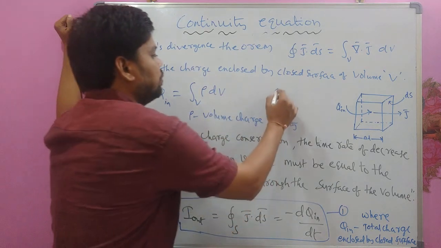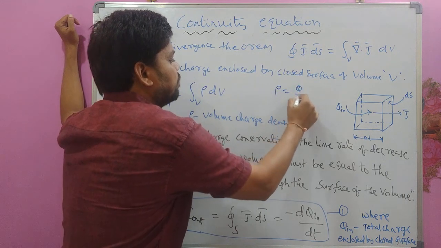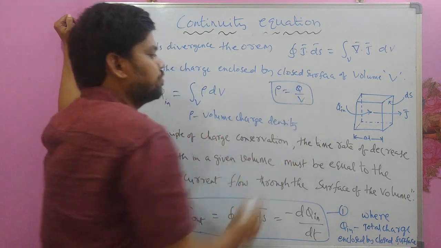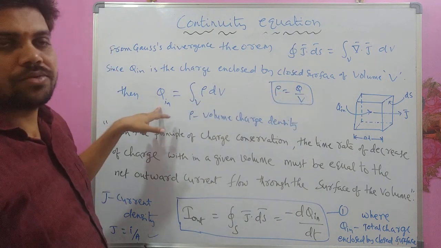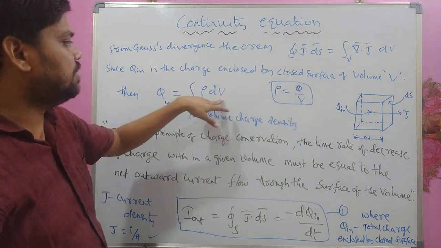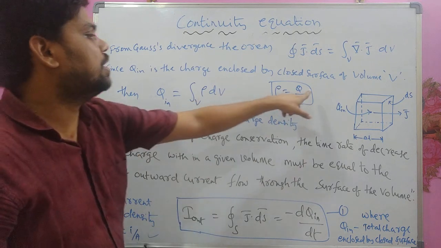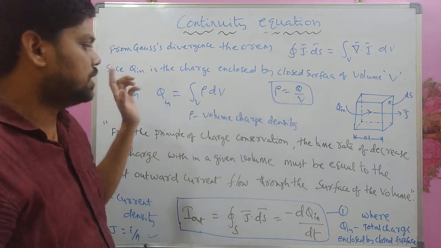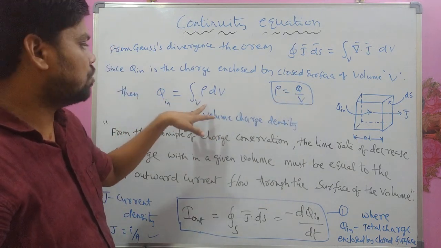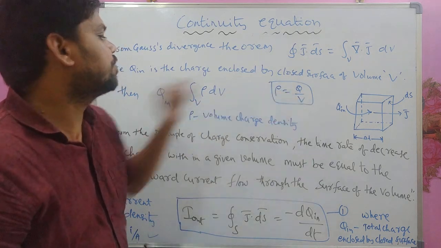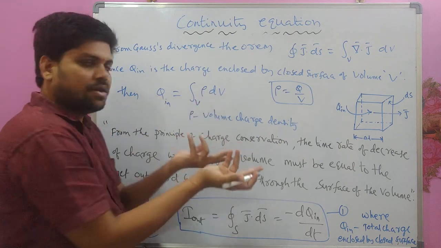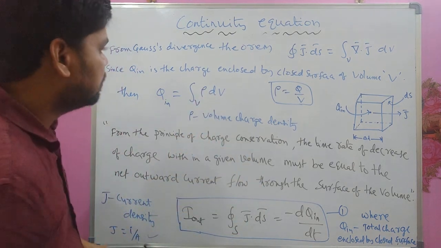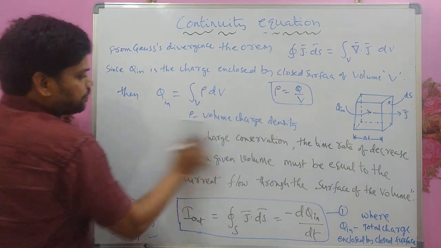Generally rho is what? Q by V, the total charge by total volume. So this is written as this. Integral dV is nothing but V. So we get Q is equal to rho V, where rho is a constant. Q equal to rho V. The volume integral of dV will become V anyway.